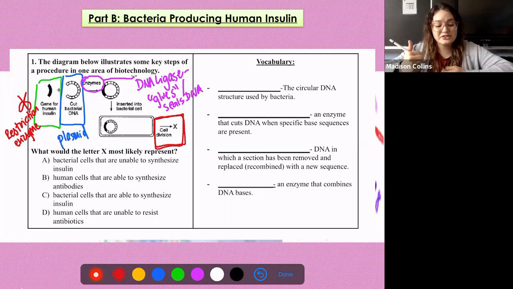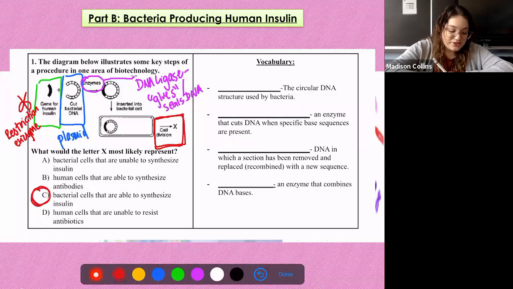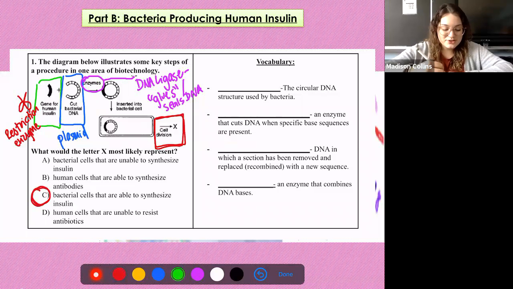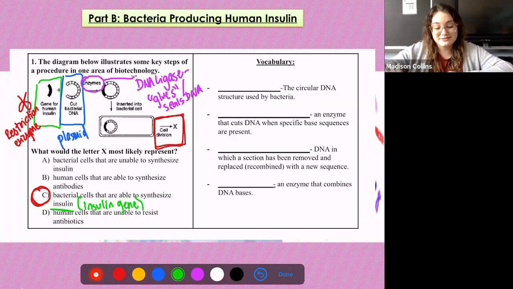Does it represent bacterial cells that are unable to synthesize insulin? Does it represent human cells that are able to synthesize antibodies? Does it represent bacterial cells that are able to synthesize insulin? Or human cells that are unable to resist antibiotics? Well, the answer here was C. It represents bacterial cells that are able to synthesize insulin, right? They now have that insulin gene, which means they're able to produce insulin.